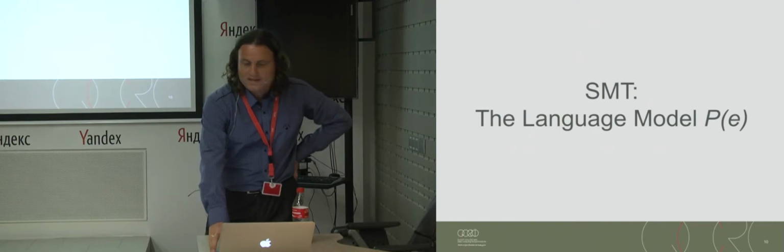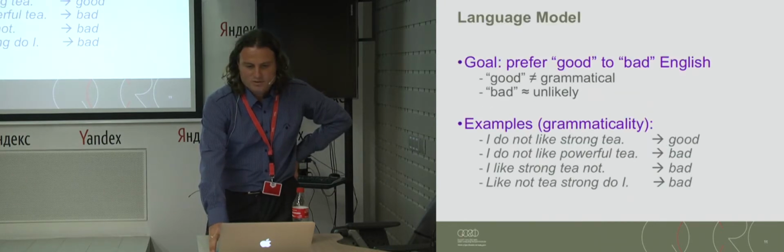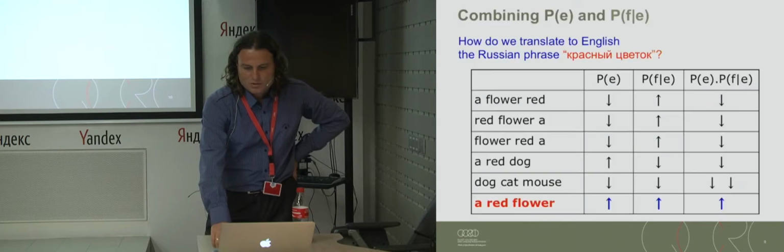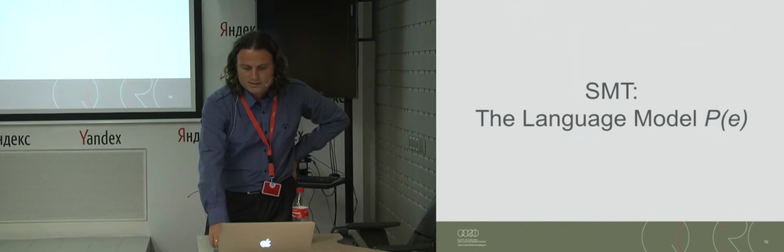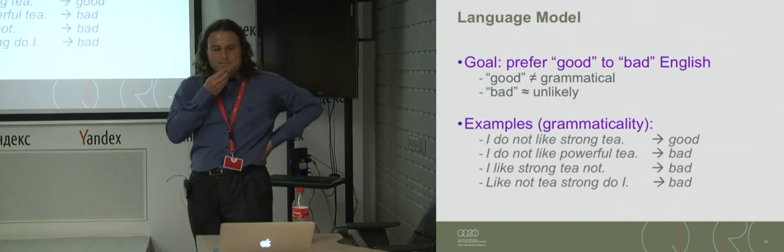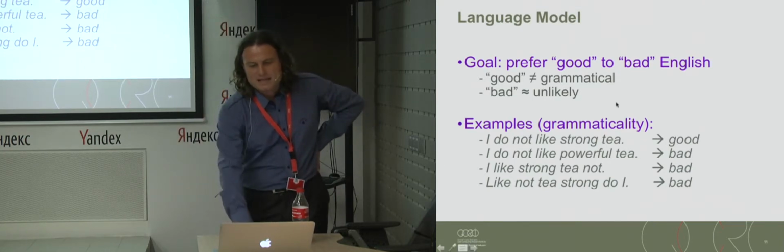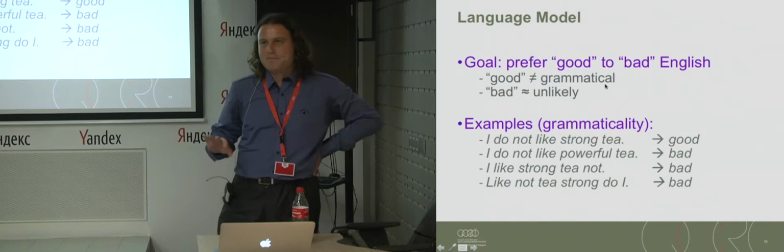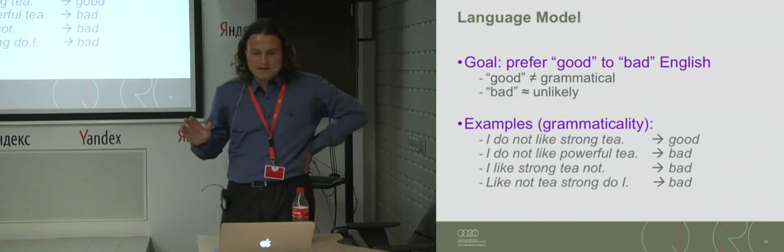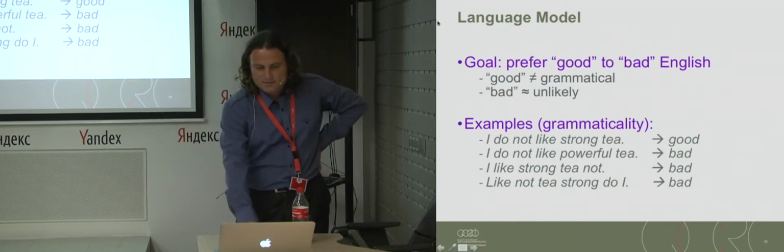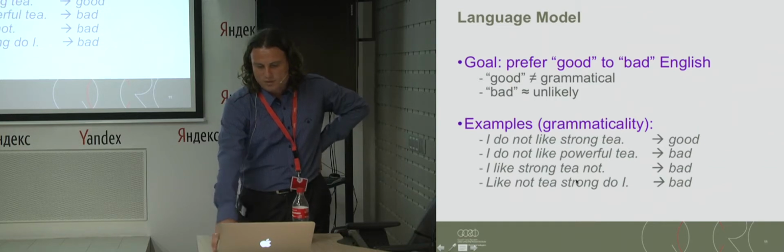So how does the language model work? The language model is trained, and has to prefer good to bad English. Good doesn't exactly mean grammatical, and bad means unlikely. So I have here some examples. "I don't like strong tea," this is good. "I don't like powerful tea," this is bad, because this is not quite fluent, and so on.